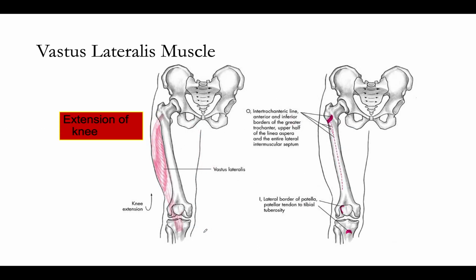The vastus lateralis, again, is not considered a two-joint muscle group because its origin is going to be on the femur itself. In particular, it's on the intertrochanteric line and the upper half of the linea aspera. And this time what we see is it's going to insert predominantly on the upper to lateral portion of the patella. And then again, just like the vastus medialis, it's going to terminate at the tibial tuberosity.